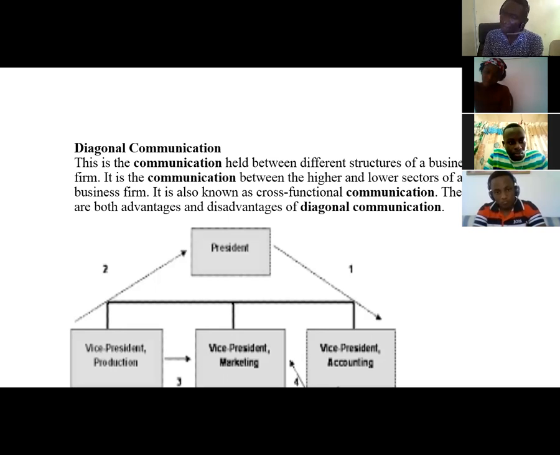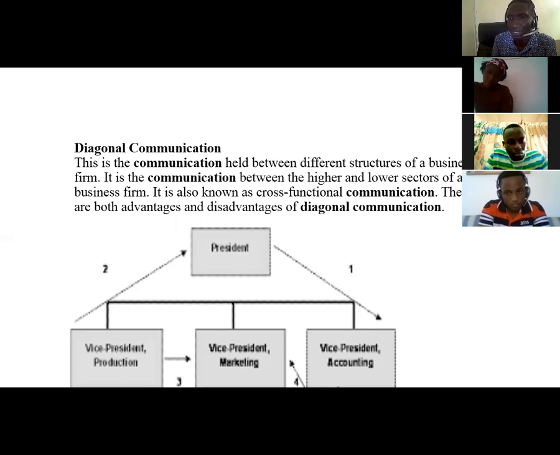Now, if administrator decides to jump the head of academics and communicate directly to the business head, it's called diagonal. Jumping a step, jumping a particular hierarchy, is called what? Diagonal.